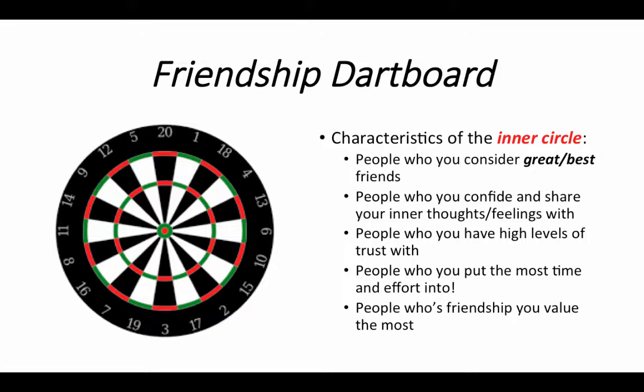So, characteristics of the inner circle. Inner circle are people who you consider great or your best friends. Newsflash, folks, especially to some of our female students, because I see this more with female students than male students, you can have more than one best friend. I know best is a lot of times translated into singular, but you can have multiple best friends. If you ask me about my friendships, I probably have a half a dozen people that I consider my best friends. Friendship isn't a prioritizing type thing. You can have multiple best friends.